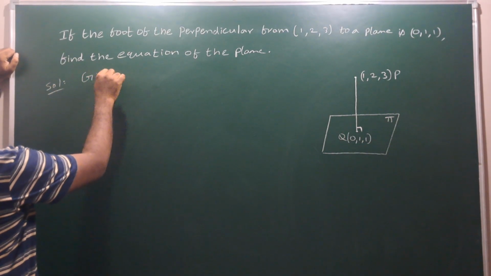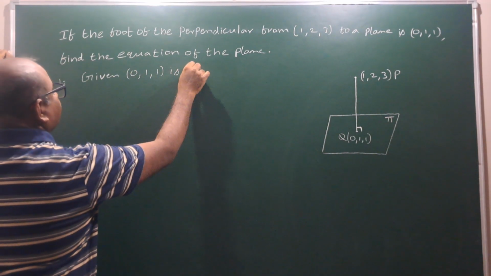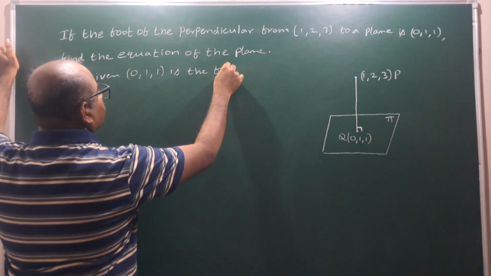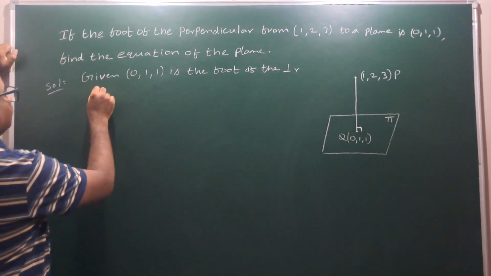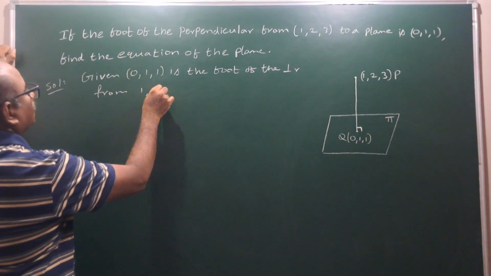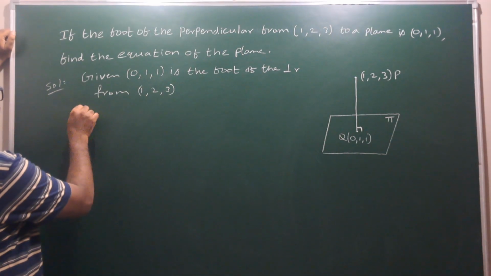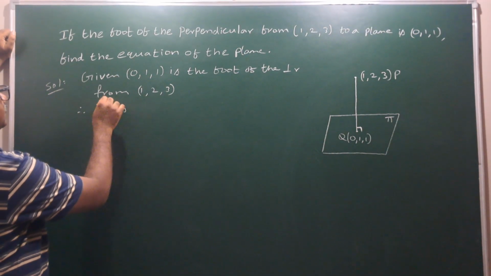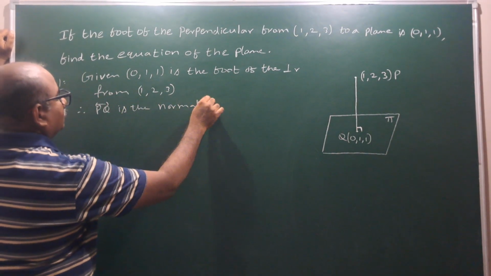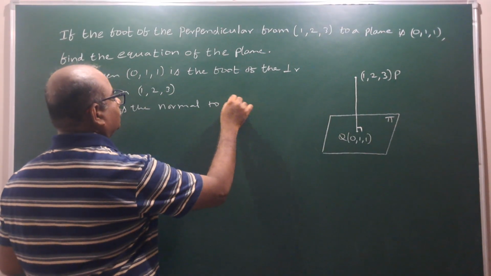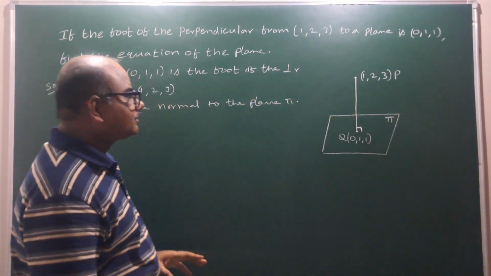Given: (0, 1, 1) is the foot of the perpendicular from (1, 2, 3). Therefore, PQ is the normal to the plane pi. This line PQ behaves as the normal to the plane.